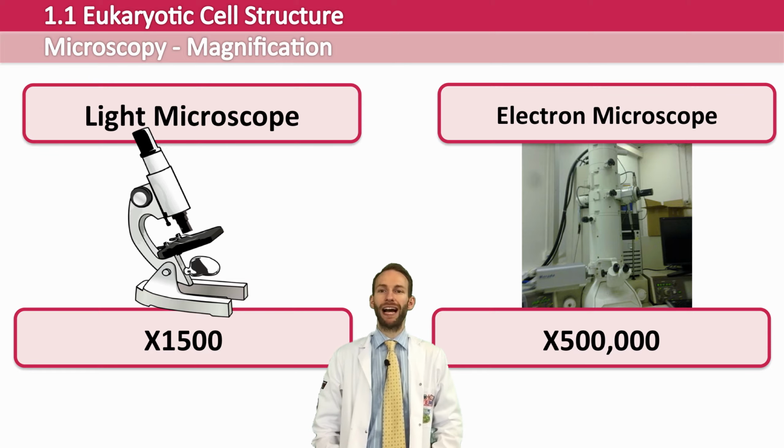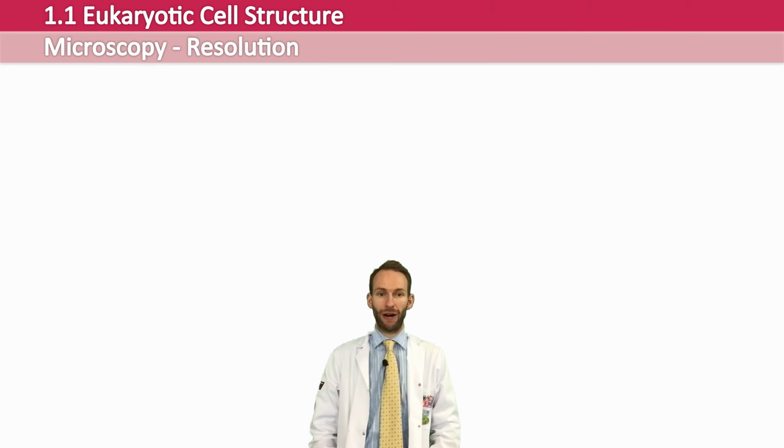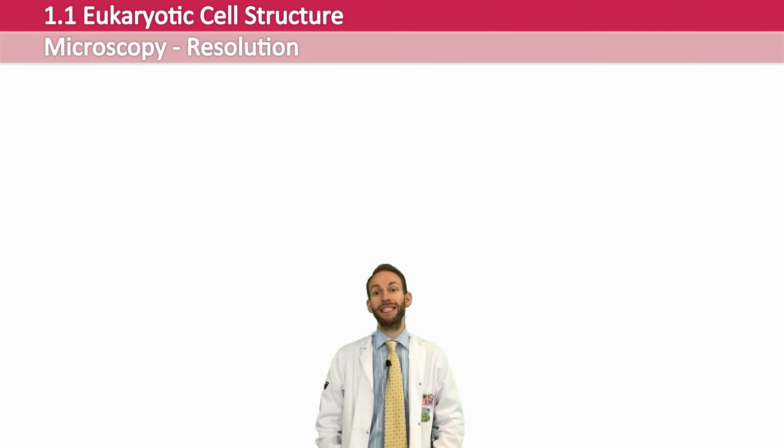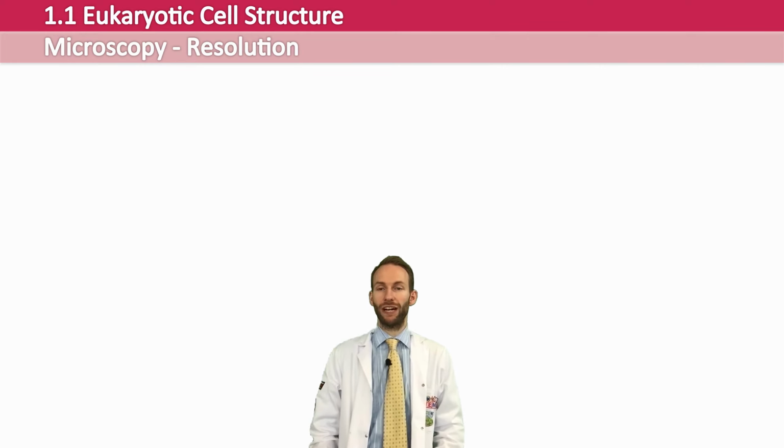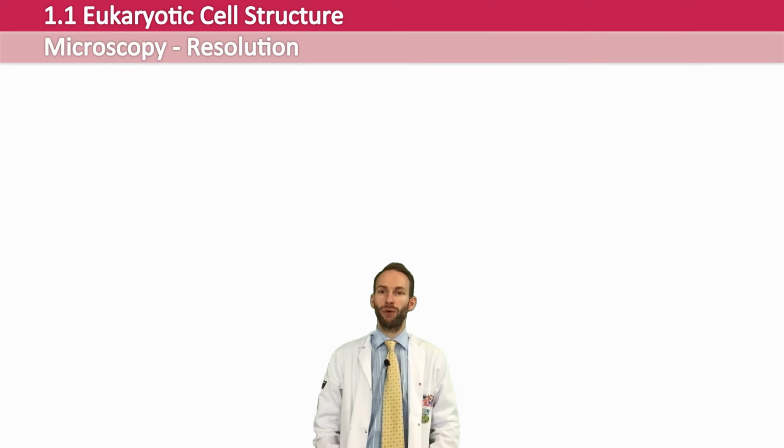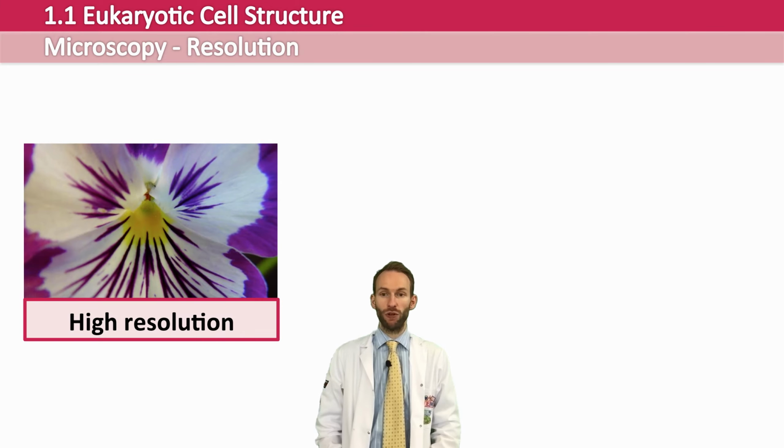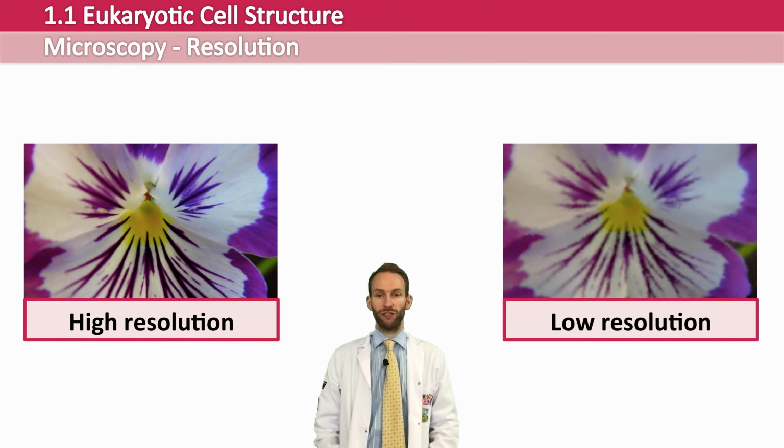However, it's not just about how big an image is, but how detailed the image is. Now that is down to the resolution or the resolving power of the microscope. Basically what this means is to what level of detail can the microscope distinguish two points that are close together as being two points close together, or do they blur and become one? In these images you can see they are magnified at the same level, but one is at a higher resolution than the other one. Now, the light microscope has a resolving power of 200 nanometers.